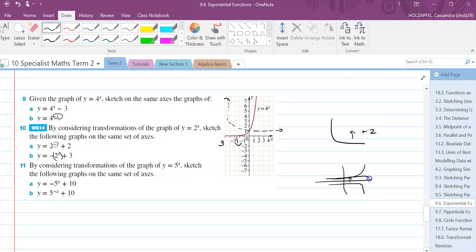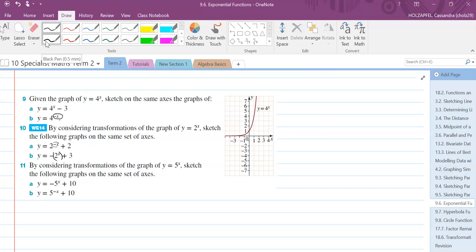So this will actually come down to something similar to that. Okay, so just a couple of quick rough sketches there for you to get the idea. Let's go through and do one last proper official example, and I'll do the working out and everything. By considering transformations of the graph y is equal to 5 to the power of x, sketch the following graphs on the same set of axes.